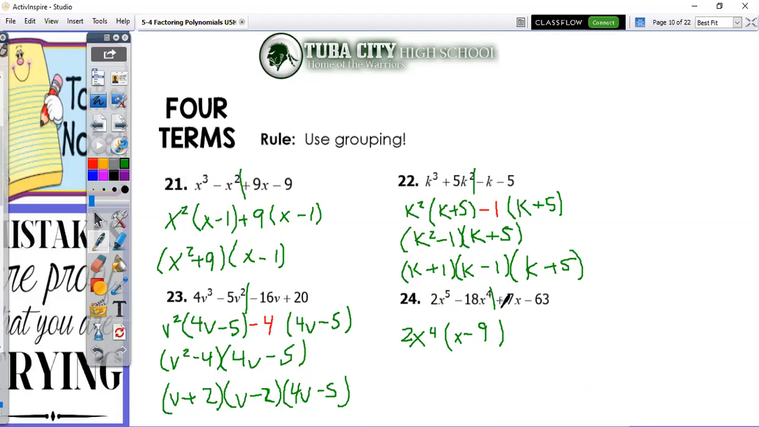Now again, if this is a plus, then you don't have to worry about it, okay? But if it's a minus, that's the one you really got to worry about. So divide both of these by 7. And again, these two groups should match. If these two groups do not match, you need to try again. 2x to the 4 plus 7 times x minus 9. And it looks like we're done. There is actually nothing much else for us to do.